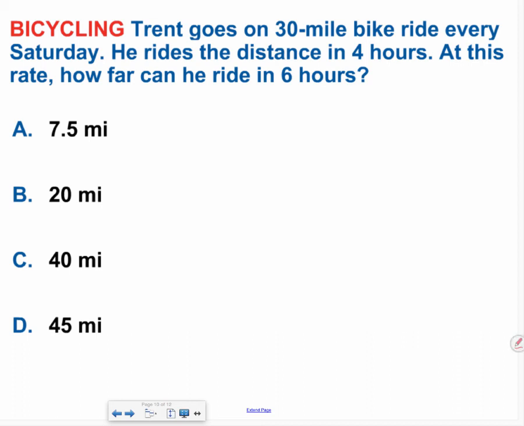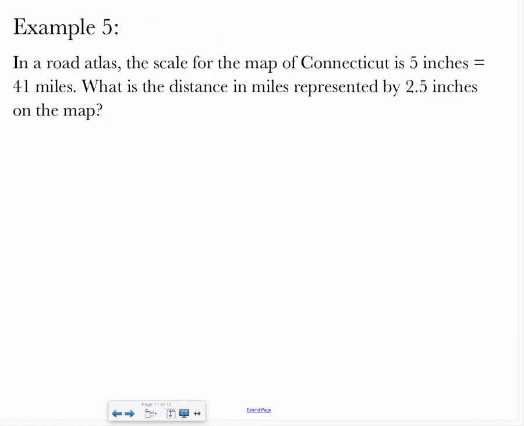Hopefully you ended up with an answer of 45 miles. If not, be sure to ask either myself or a friend for some help, and we'd be happy to help. Let's look at our last example together.